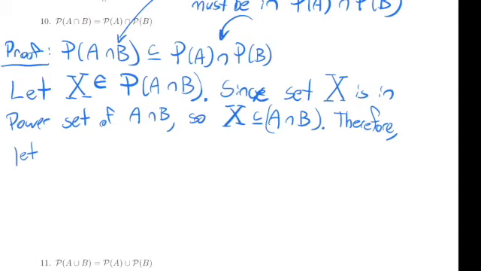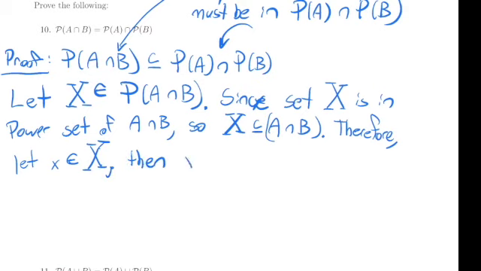So therefore, if I take some element now, lowercase x, that sits inside of set X, what do I know about this element x? Would that mean that x must also be an element of A intersect B? Yep. So if x is in capital X, which is a subset of the intersection of these two sets, then every element of X is in the intersection of A and B. Otherwise, if there was some element of X that was not in the intersection of A and B, this wouldn't be in the power set, right? It wouldn't be a subset.